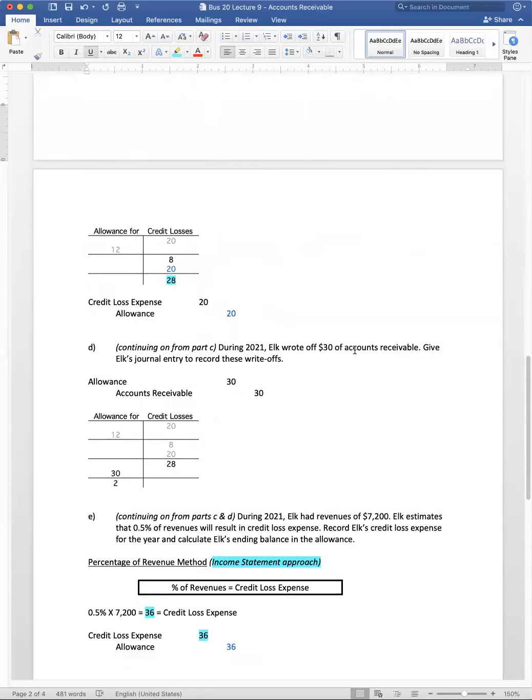So let's take a look at it here. We need the credit loss expense. That's this number, because this is the number that goes in the journal entry and that's what becomes the expense. So this number is the amount of expense that gets recorded. And this number is the ending balance in the allowance.